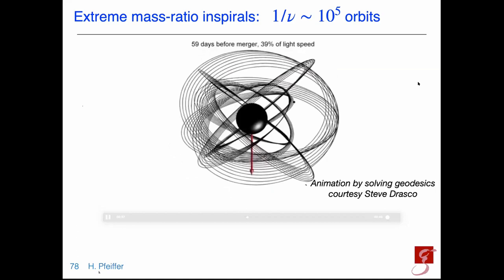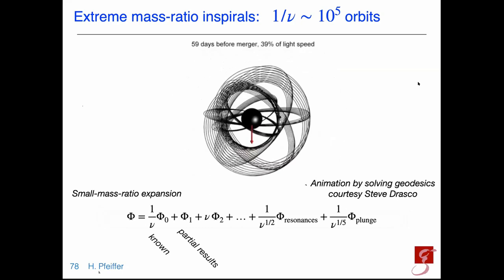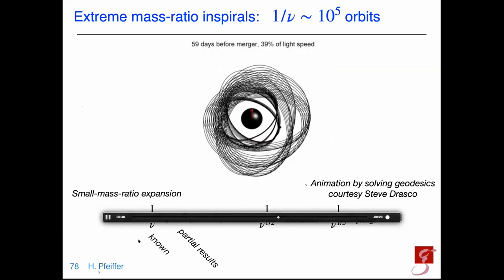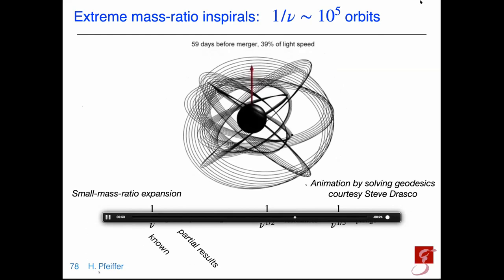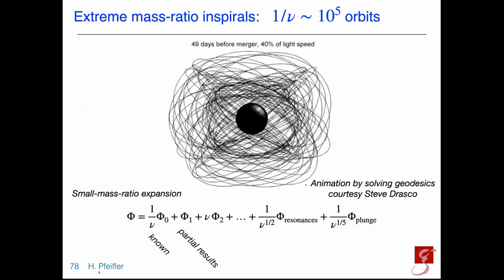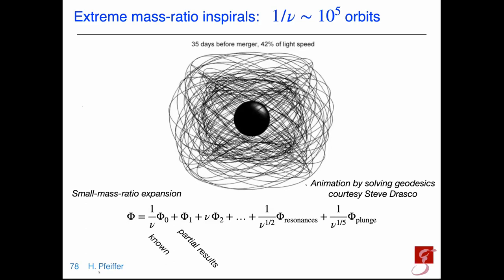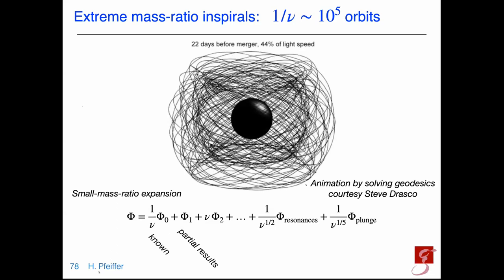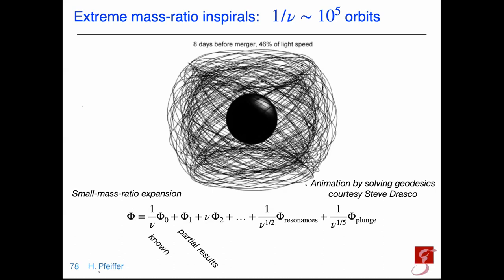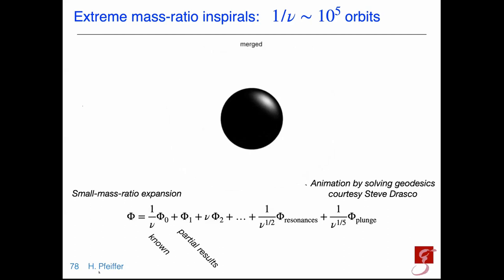The reason I'm re-highlighting them here is to show you the structure of the small mass ratio expansion. There's a leading order term that goes like 1 over nu, the number of cycles goes up. There's a contribution phi 1 that adds to the phase a number of cycles proportional to unity, independent of the mass ratio. And then there are correction terms proportional to nu. The difficulty in the small mass ratio approximation is that there aren't enough known results, that even phi 1 isn't completely known as of today, not even for circular orbits.